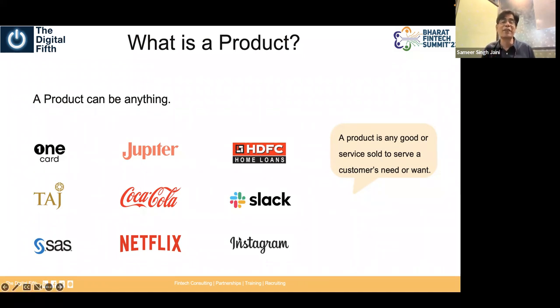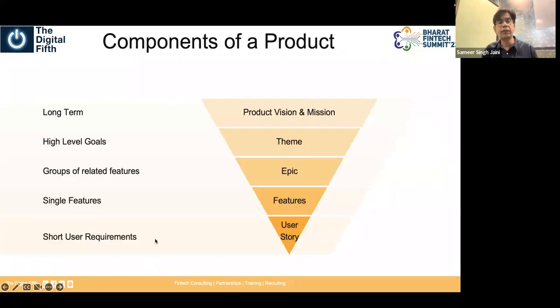Also, one of the key points which I keep telling people is that what brought you here will not take you there. Which means that the product also has to keep innovating with the change in the market. Now, what we spoke about last week was the key components of the product.